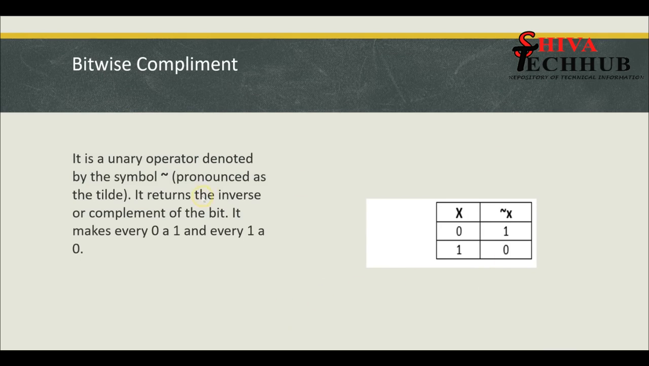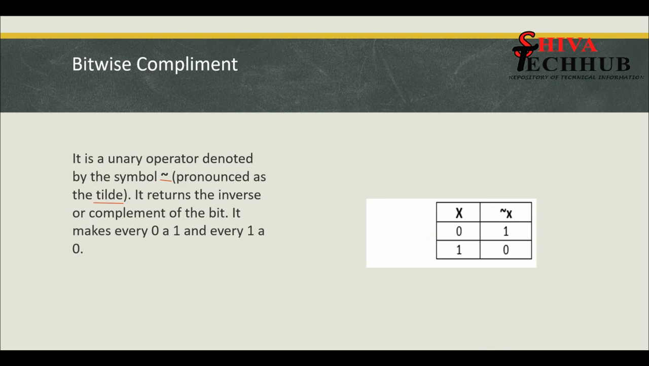So let us try to understand bitwise complement. Complement, as the name itself indicates, is the tilde operator. You can also call it tilde, and this is the symbol. It returns the inverse or complement of a bit. Inverse or complement in binary is nothing but whenever there is a 0, it will be 1. Tilde of 0 will be 1. Whenever there is a 1, tilde of 1 will be 0.